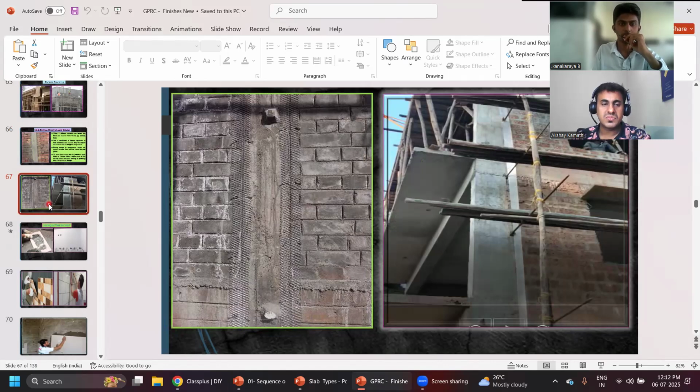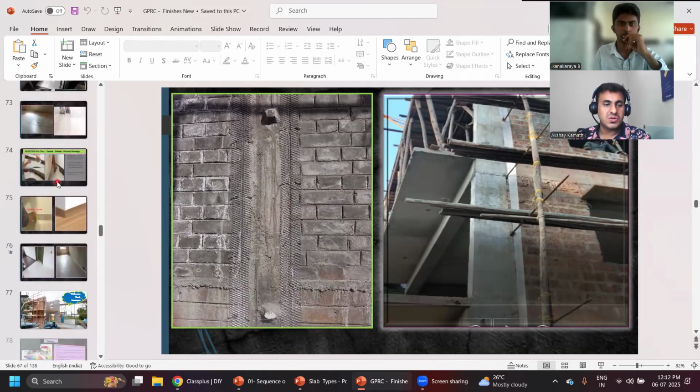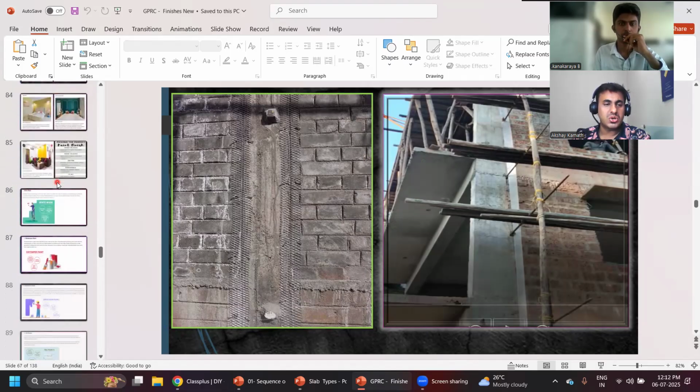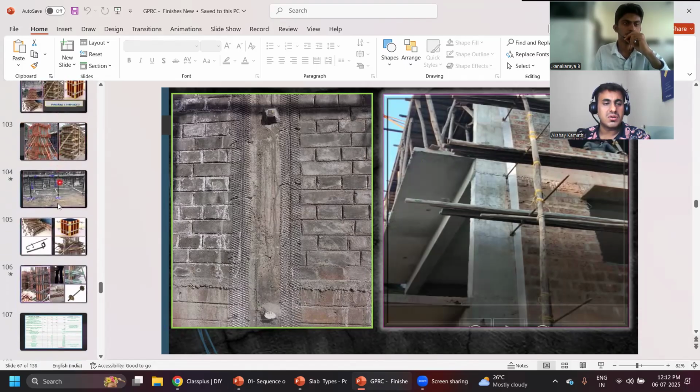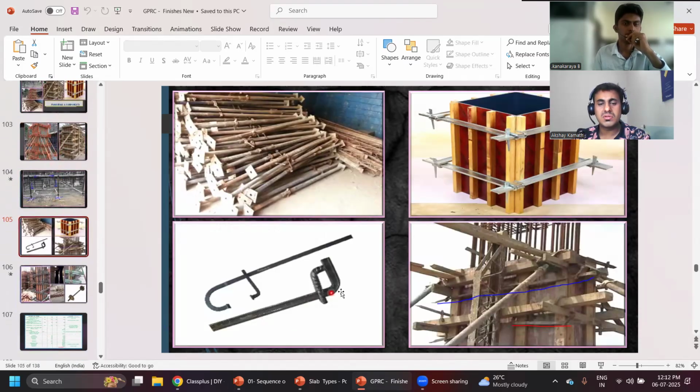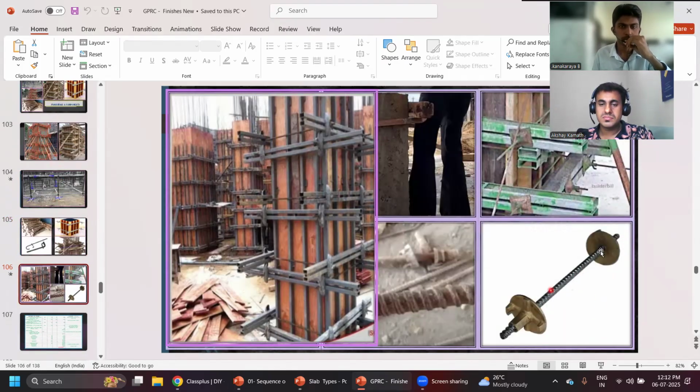Okay, fine. Then what else did you learn? Painting and all is not needed. Okay, this is okay. What do you call this? Sir, Shikanja or MS clamp. Okay. What is this called? Tie rod. I don't know, sir.